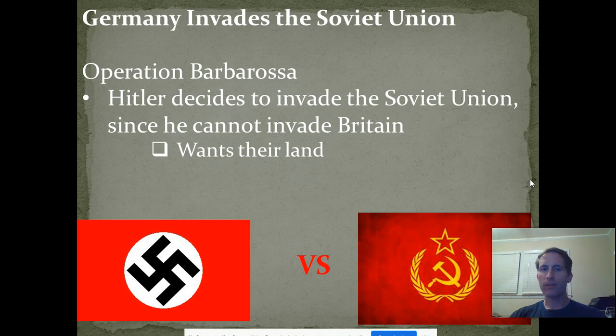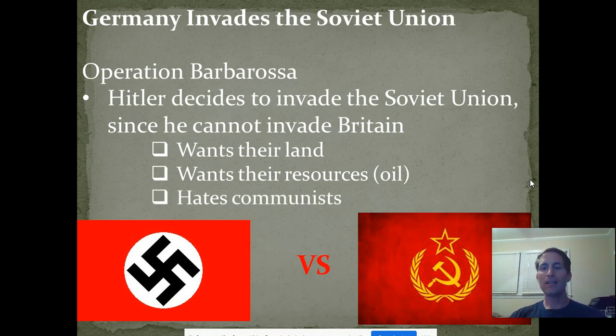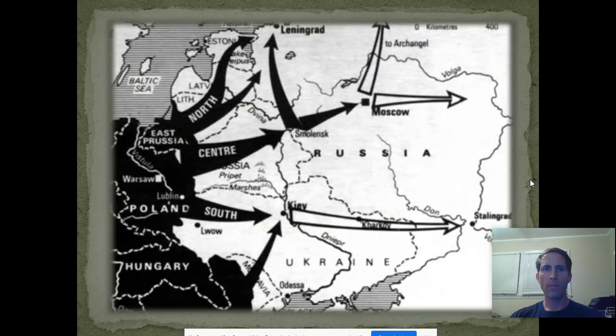So why does he want to take over the Soviet Union? Well, first off, Germany wants their land. They want their resources, meaning especially they want oil. Oil is used for a lot of stuff, but specifically it was used for gasoline to power things like cars, factories, tanks. And quite frankly, he just doesn't like them. He hates the communists, which is what the Soviet Union are called. And you'll learn more about that when you get to what's called the Cold War after World War II.